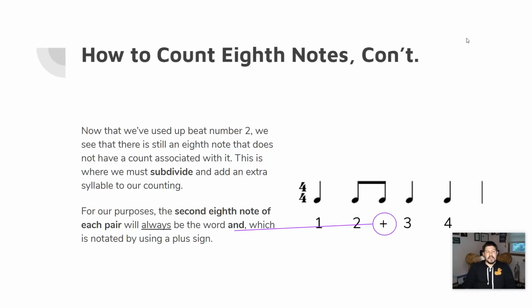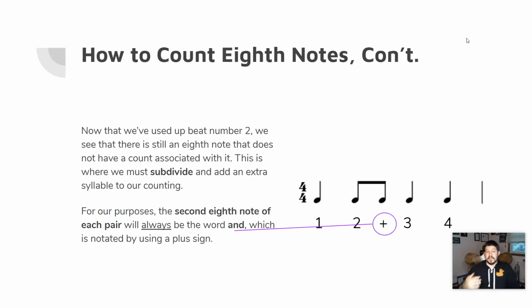So now the second eighth note of each pair for our purposes is always going to be the plus sign. Now again, be very careful that it's the second eighth note of each pair. It absolutely has to be the pair for it to always be the and. All right, so it's the word and it's notated by a plus sign. You can see it there circled in purple.